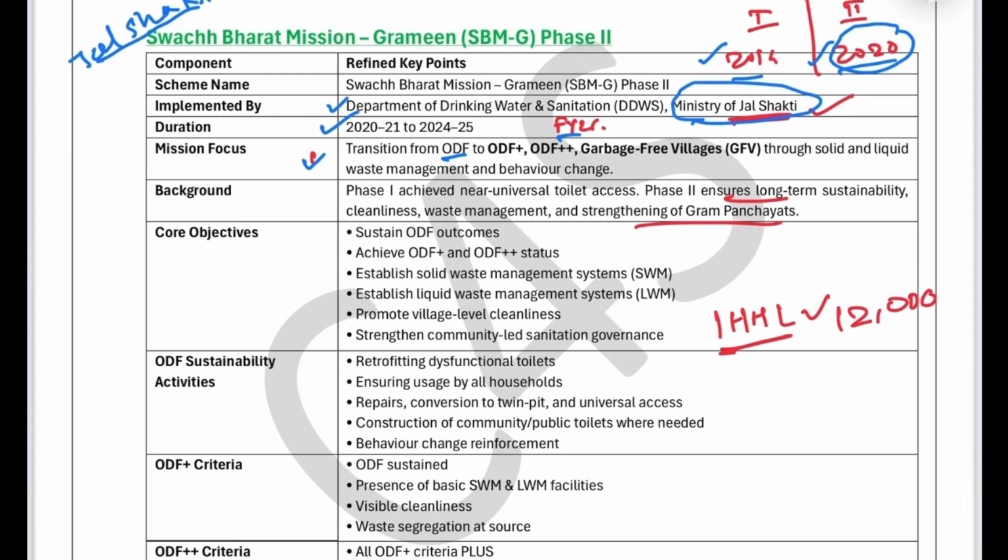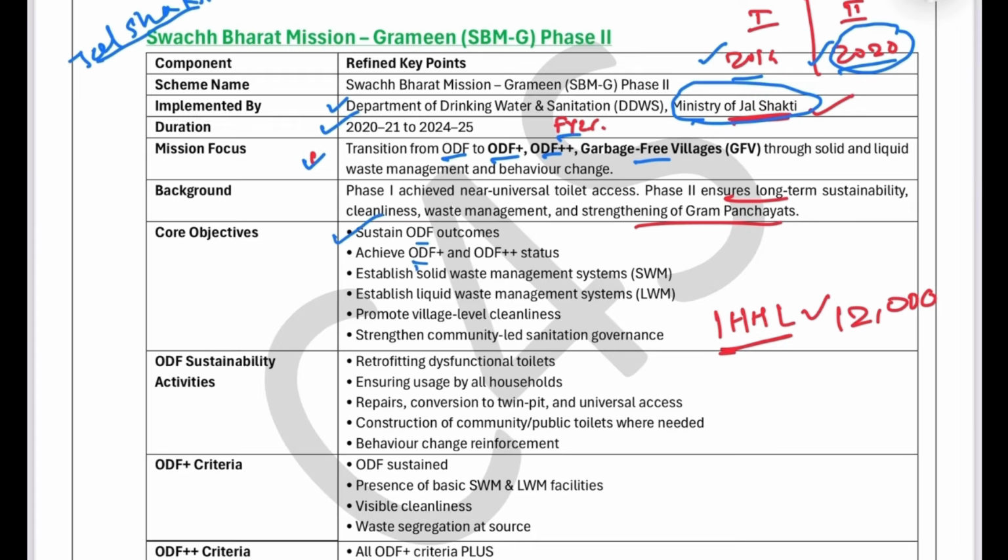ODF is what? ODF is open defecation free, right? So we want the transition from ODF to ODF Plus, then ODF Plus Plus and garbage free villages, through solid and liquid waste management. And we are giving different financial assistance for this particular implementation.